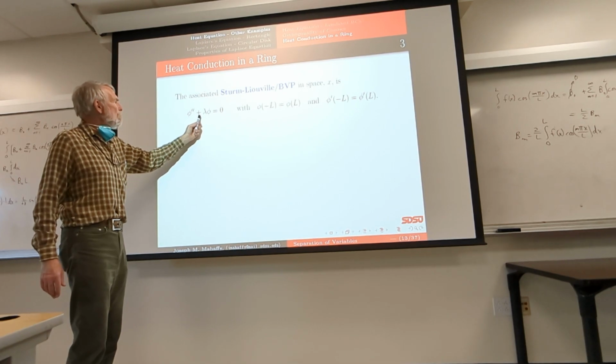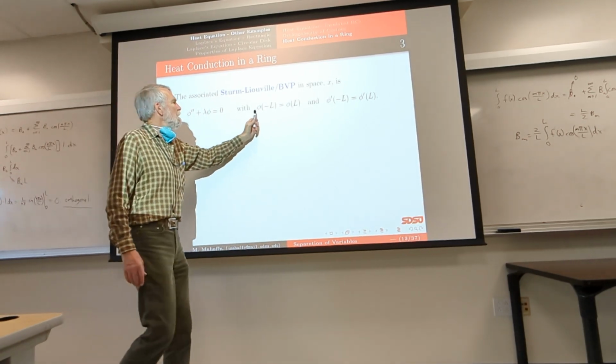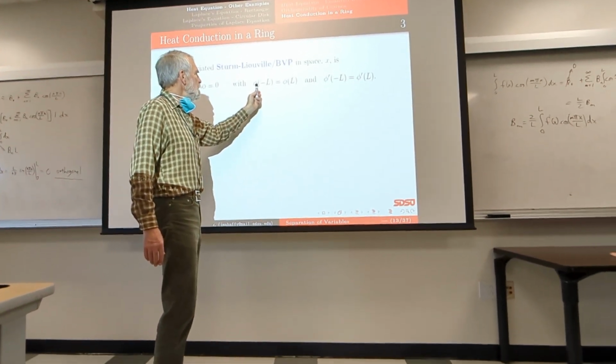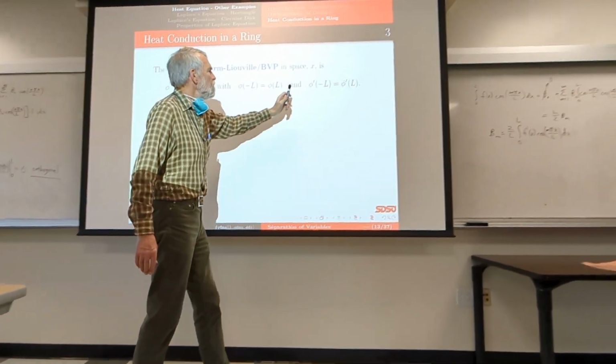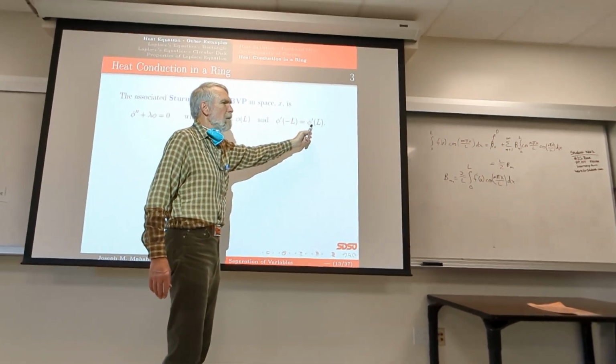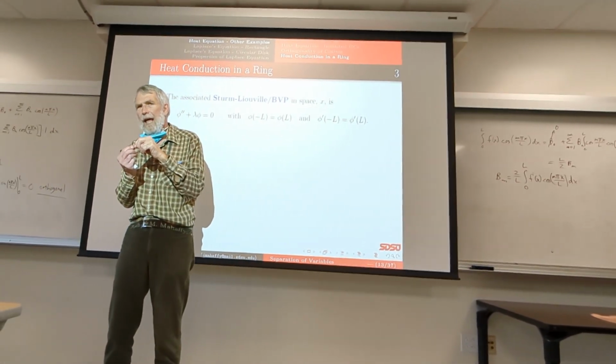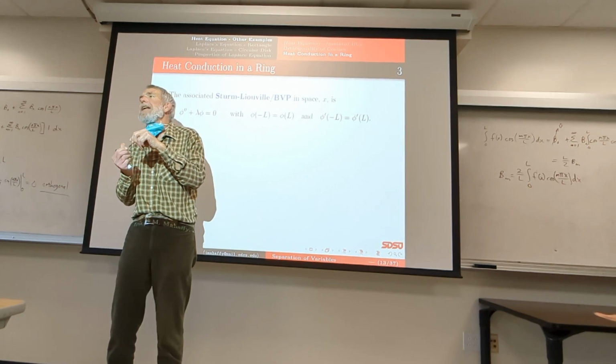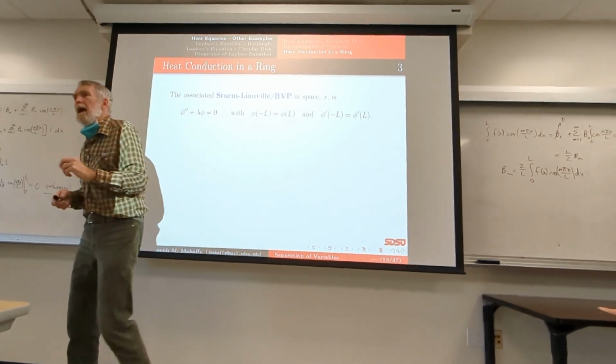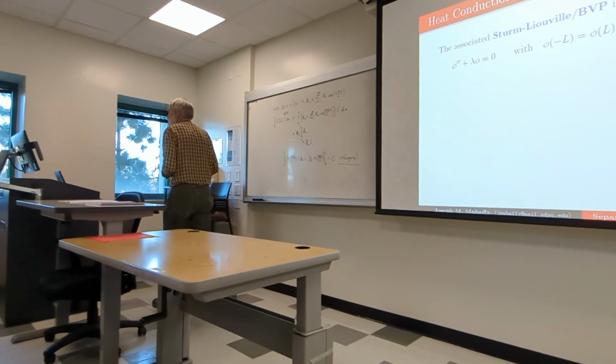Phi double prime plus lambda phi equals 0, with phi of minus L equals phi of L, and phi prime of minus L equals phi prime of L. Again, that's the matching temperatures at L and minus L, and matching fluxes at minus L and L.